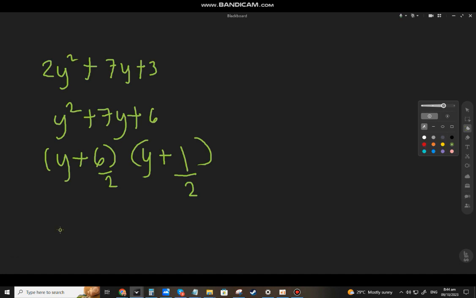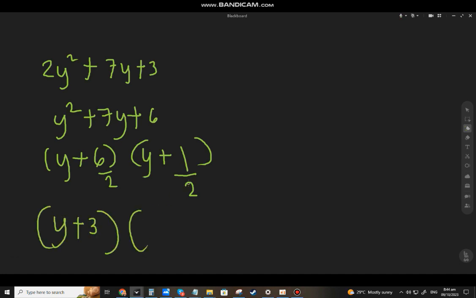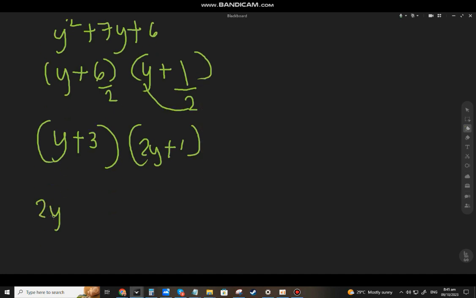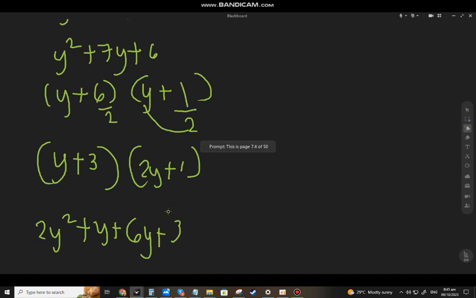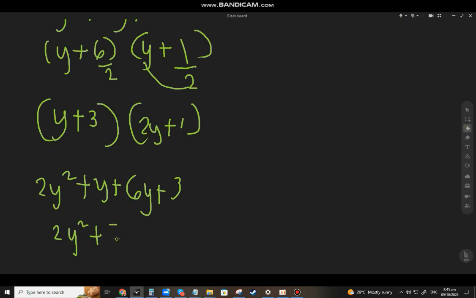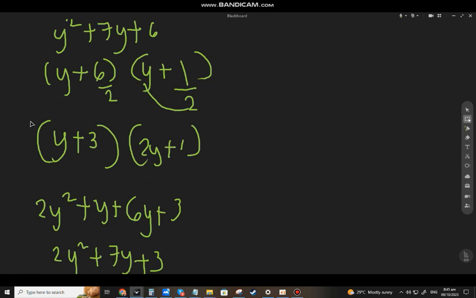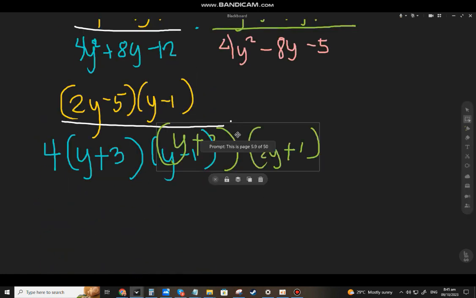You simplify it. That will be y plus 3, and we cannot simplify 1/2 anymore, so you have to put it here. That will be 2y plus 1. If you're skeptical, you have to FOIL it. So that will be 2y squared plus y, okay, I was confused a little bit, sorry. Okay, 6y plus 3. Okay, 2y squared plus 7y plus 3. Yes, that's correct. So I'll copy paste this one back here on the top.